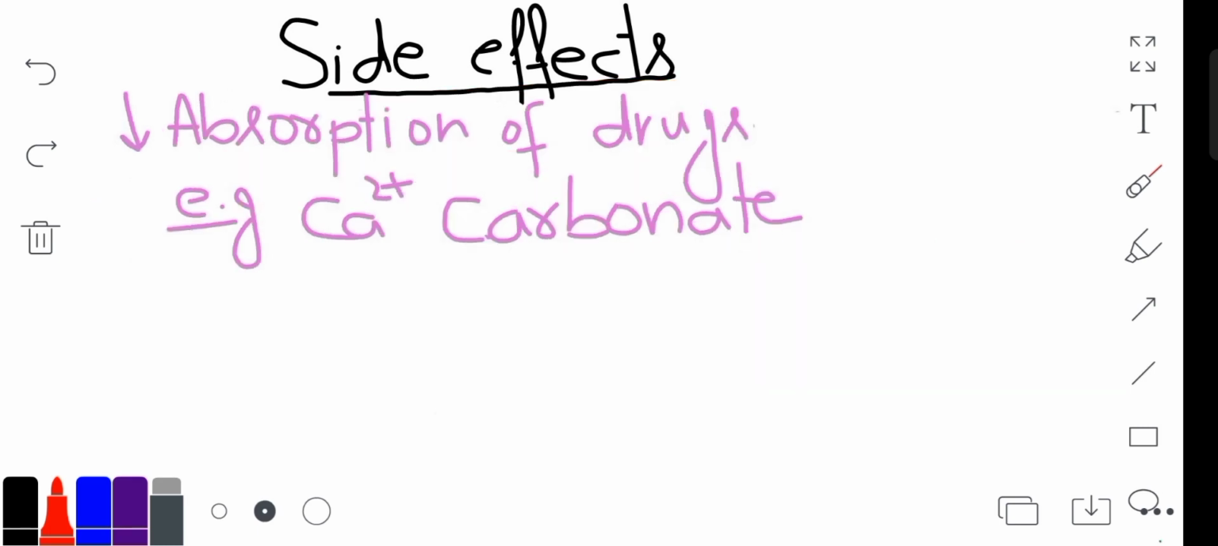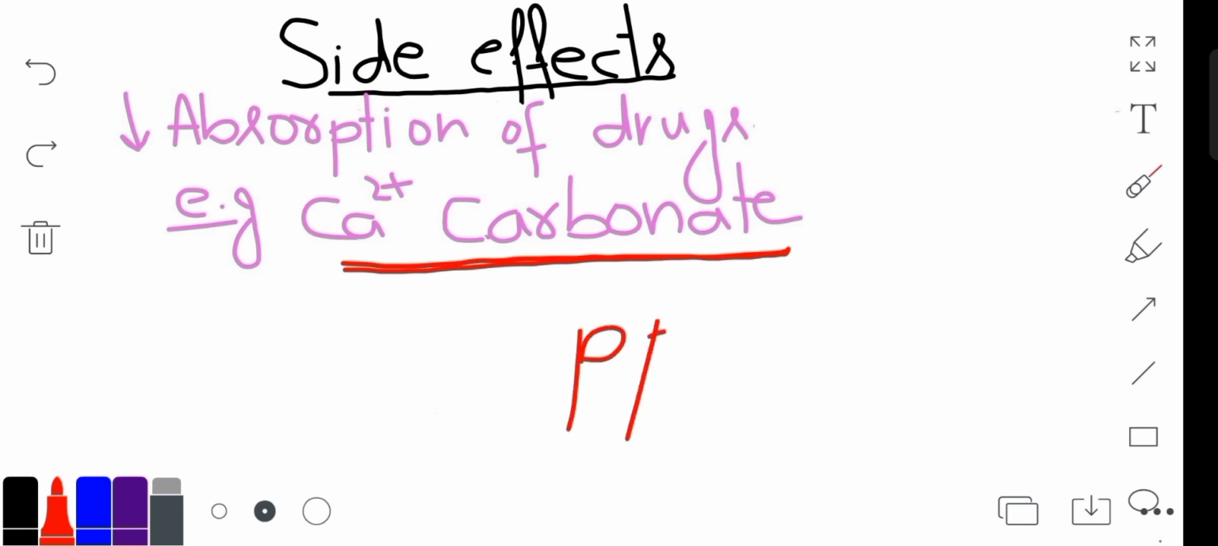Proton pump inhibitors also decrease the absorption of drugs that are absorbed in acidic medium. For example, calcium carbonate is absorbed in an acidic environment. Proton pump inhibitors decrease the acidic environment of the stomach, so they decrease the absorption of calcium carbonate. In patients who are taking proton pump inhibitors, we can use calcium citrate instead of calcium carbonate.